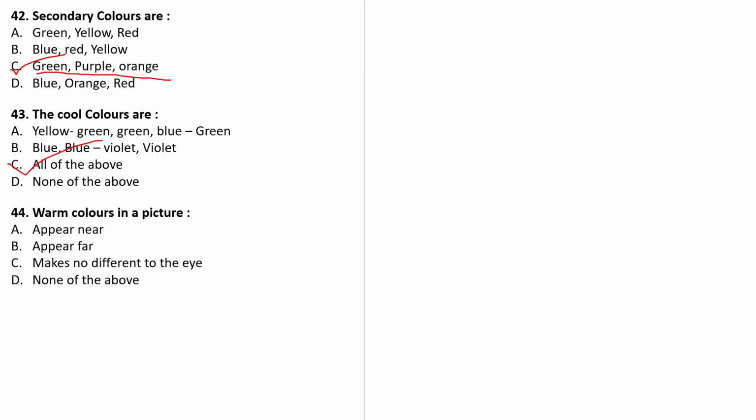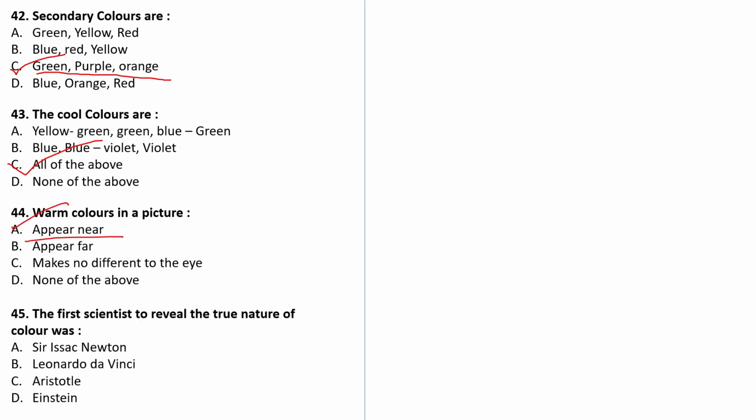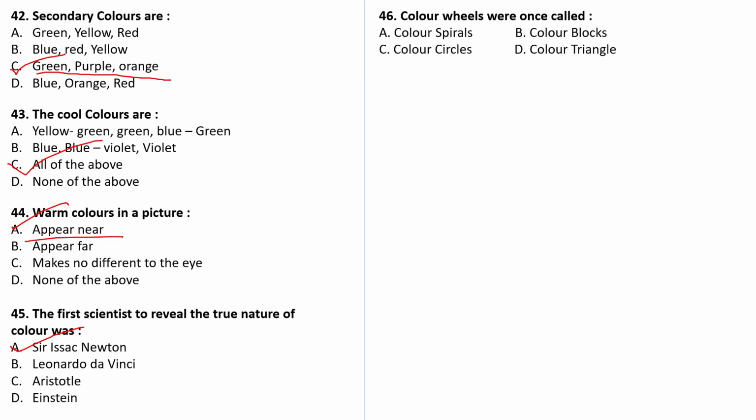Warm colors in a picture appear near, appear far, or makes no difference to the eye? None of the above. Appear near. The first scientist to reveal the true nature of color was Sir Isaac Newton.